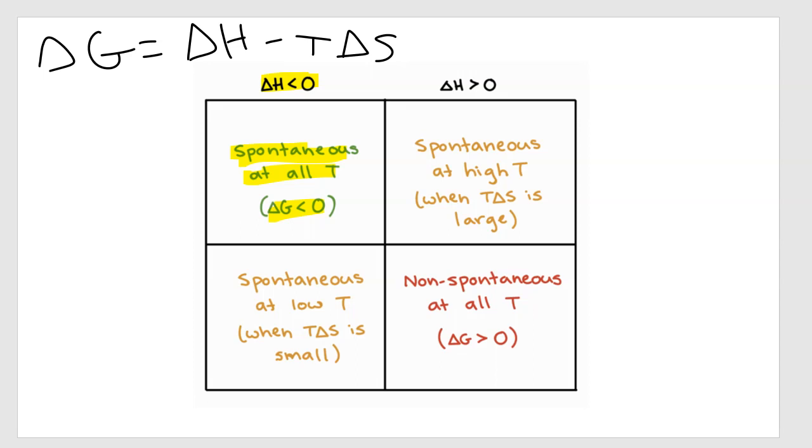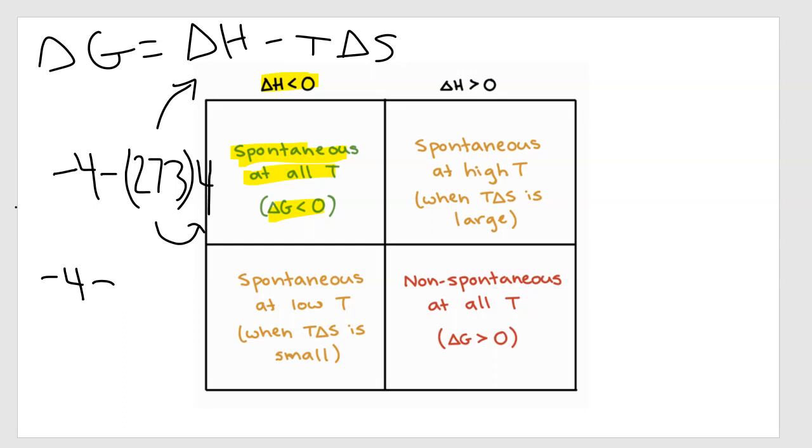Okay, so I think the best way to memorize this table is to actually plug variables in depending on the circumstances. So let's take a look at the first box where delta H is less than 0. If delta H is less than 0, that means it must be negative. So let's say for example delta H is -4, and let's say the reaction runs at 273 degrees Kelvin, times delta S, which let's say is 4 as well. So we take 273 times 4, and then -4 minus 273 times 4.